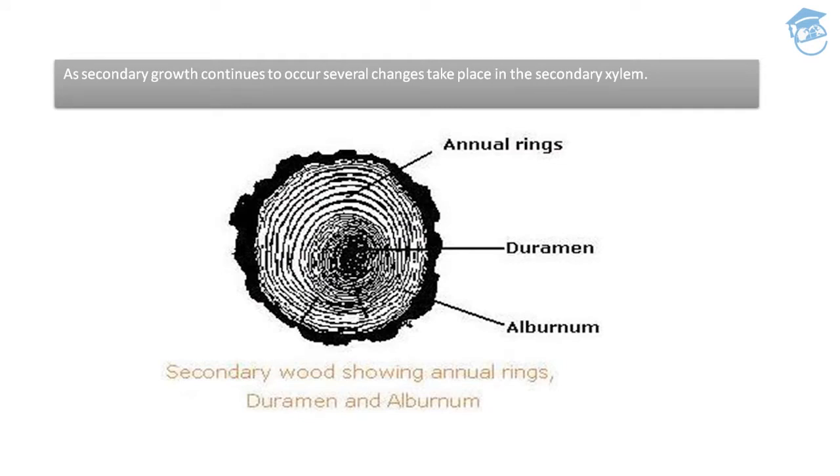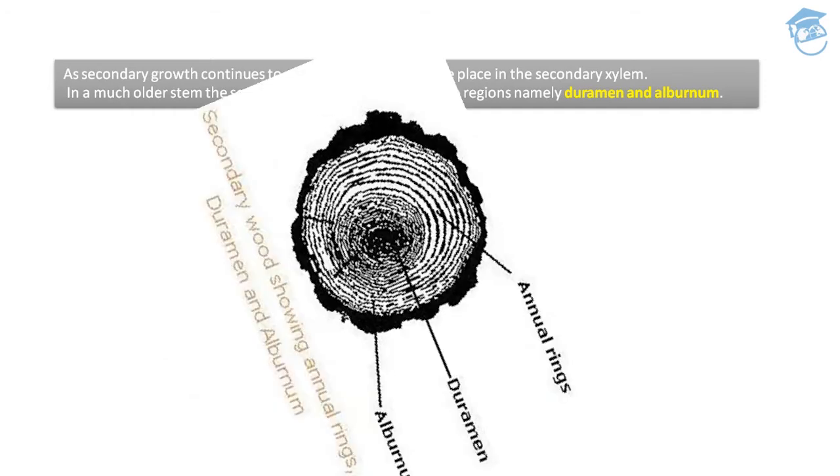As secondary growth continues to occur, several changes take place in secondary xylem. Let's see what it is. In much older stem, the secondary xylem, which we call wood, shows two regions, mainly duramen and alburnum. So this is duramen, which is the center portion, and this is alburnum. So this is a secondary wood that shows annual rings such as duramen and alburnum.